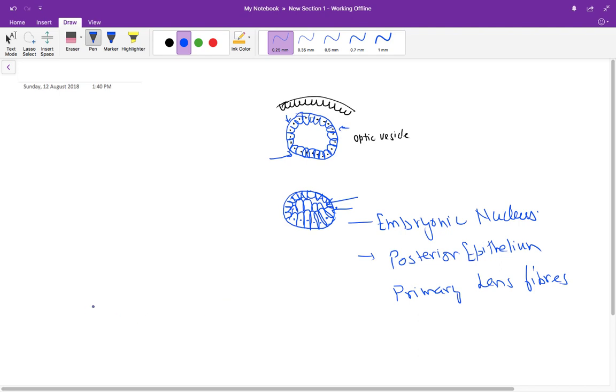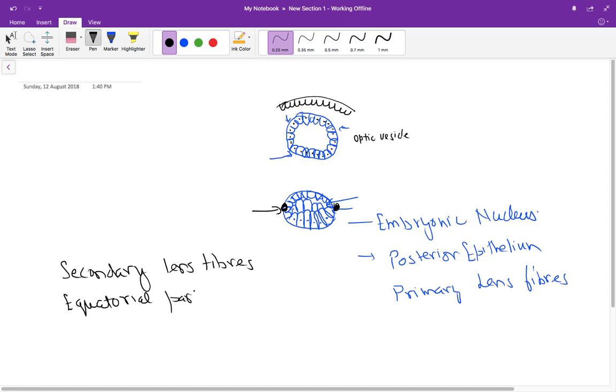Now, after this, there is a growth that is called secondary lens fibers. Now, these secondary lens fibers are basically from the equatorial part of anterior epithelium. So, the secondary lens fibers are formed from the equatorial part of anterior lens epithelium.